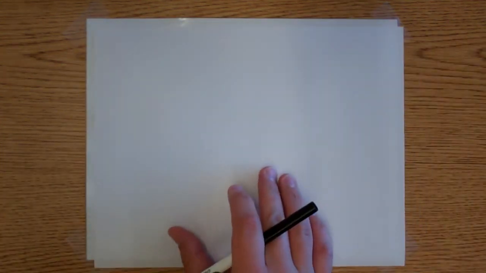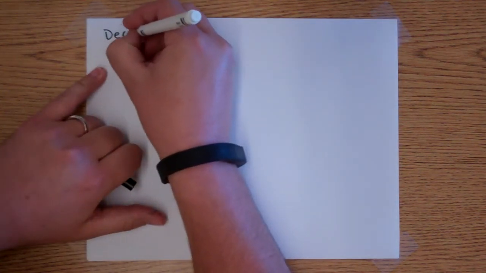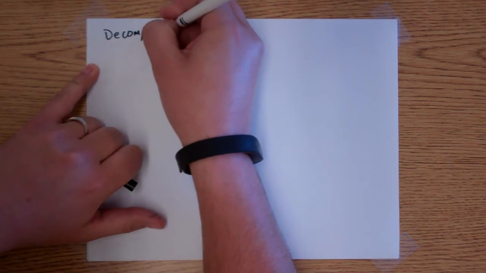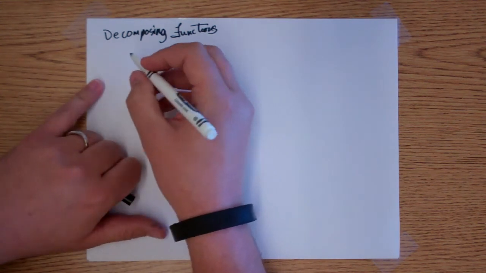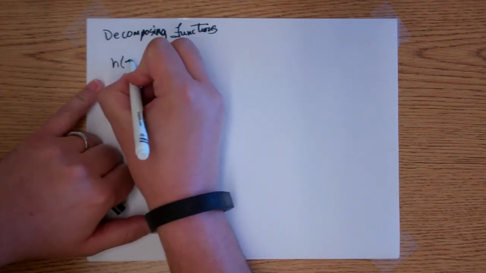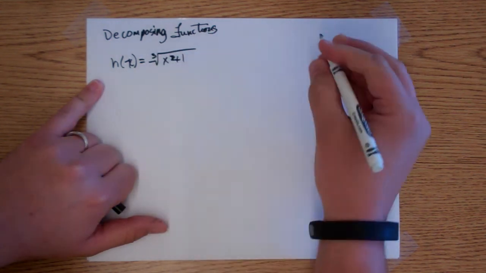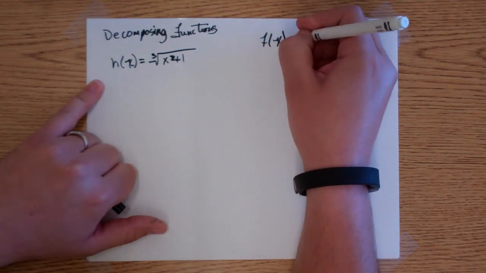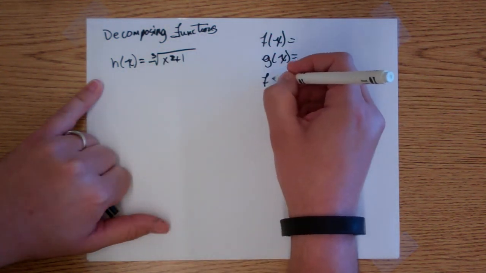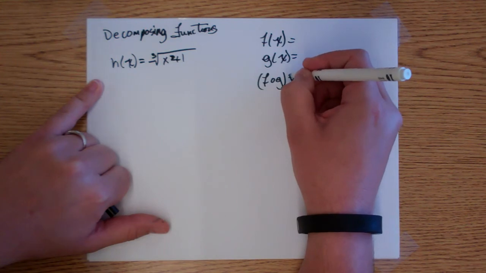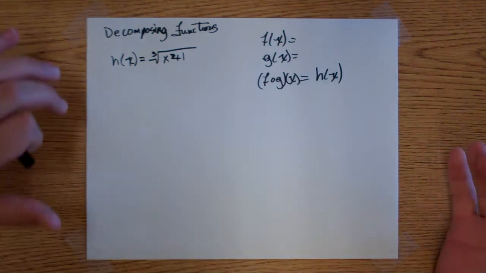All right, last quick topic is decomposing functions. Meaning, we have an h of x, which say equals the cubed root of x squared plus 1. What we need to do is find an f of x and a g of x so that f of g of x equals h of x. So now we're thinking backwards here.